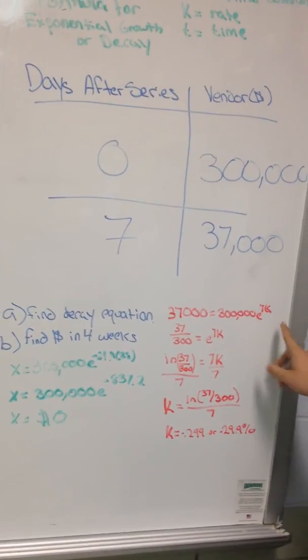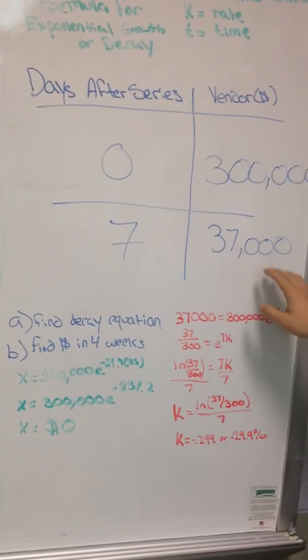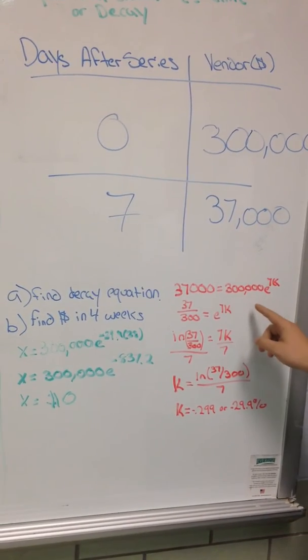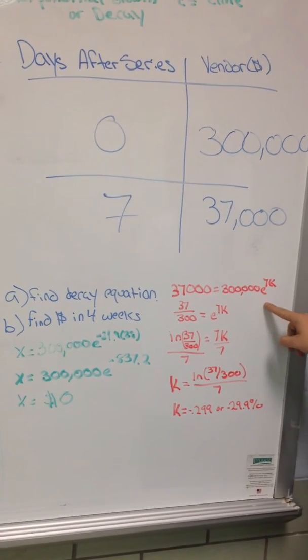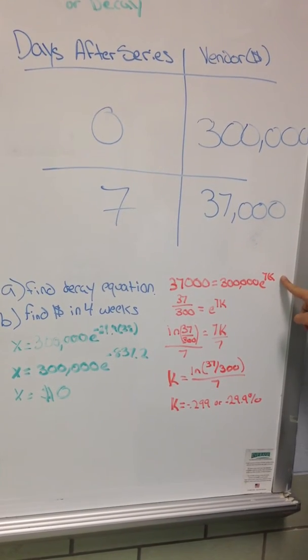So we're going to start in red here, which is the solution A. So you're going to have your final amount, which is the $37,000, is equal to the initial amount, or $300,000, times e to the time, which is 7 days, times the rate, which is k, because it is unknown.